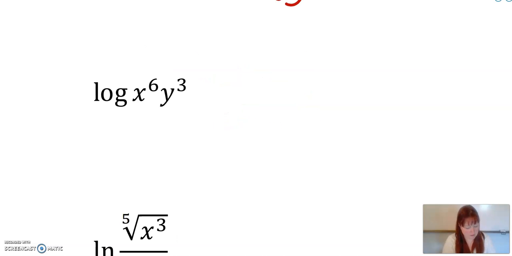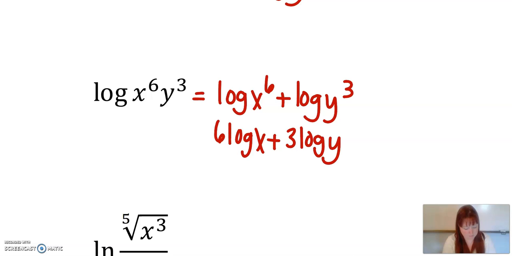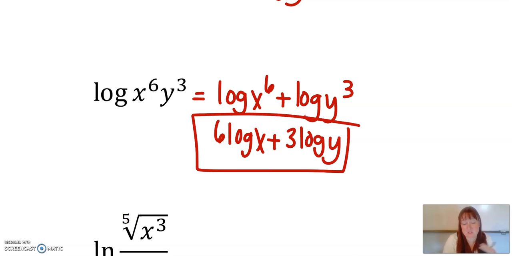Now this one is a product property and a power property. But again, this 6 is on the x and this 3 is on the y. So we can't just bring one of them down because they're not on both of them. So let's split it first and then we can bring the exponents down. This is going to be log of x to the 6th plus log of y cubed. And then we can use our power rules to bring this down, and we have 6 log of x plus 3 log of y. And that makes it so much simpler. Again, we can evaluate things so much easier this way.